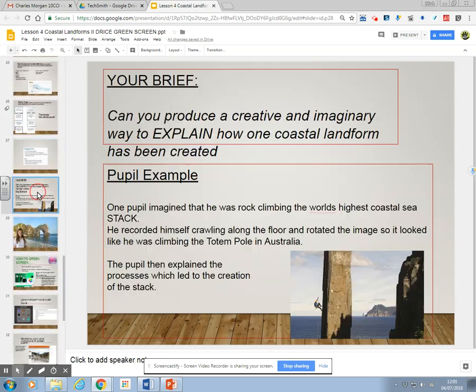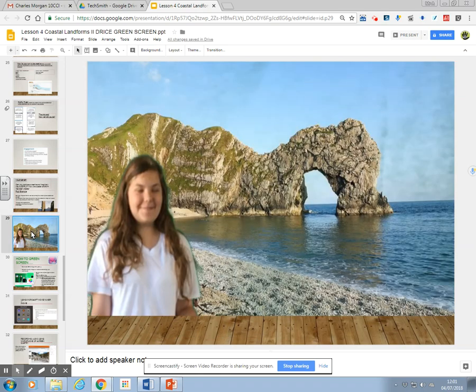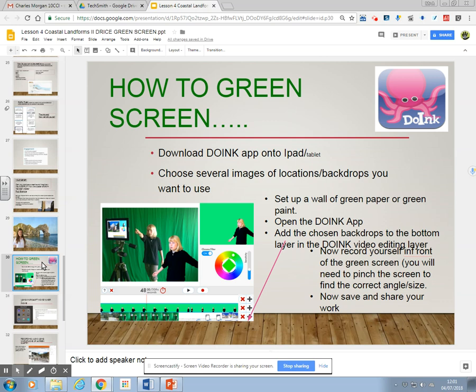And what I've set them there is something where they are going to be creative and imaginative to explain one coastal landform and how it was created. So I've got one pupil who has decided that they're going to superimpose themselves crawling along the floor, tilting the image so it looks like they're climbing up the totem pole, which is one of the most unique stack features in Australia. Libby here, you can see Libby did a backdrop using Durdle Door down on the south coast, and she's explained how arches formed, and she's done that using green screen technology, which is really simple.